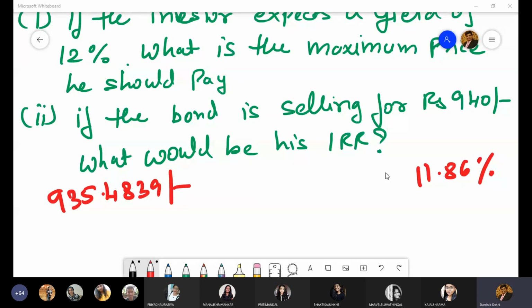Okay. So do tell me, how did you solve the first part? What step did you take to solve the first part? We substituted the same way. Like YTM is 12%, so 0.12 equal to 10% is coupon.